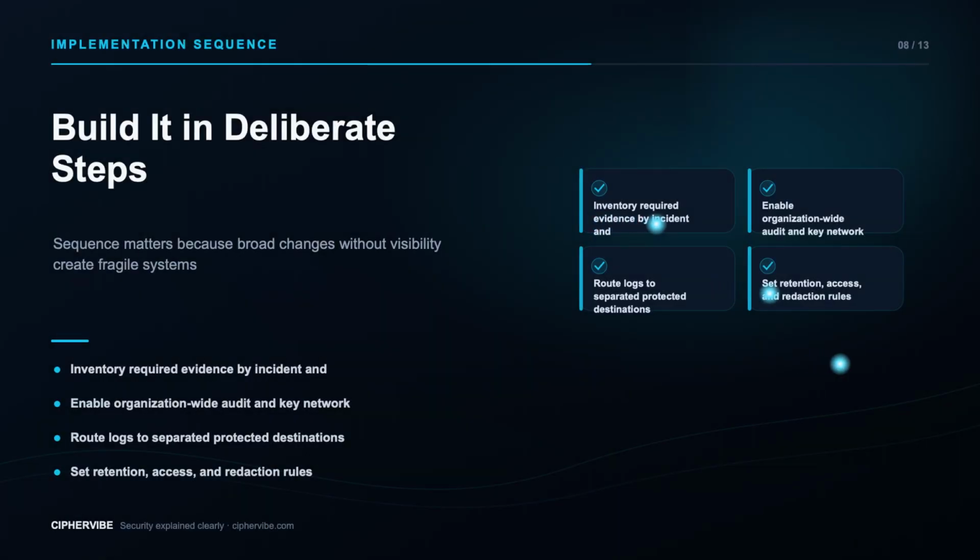Implement this layer in a sequence that preserves evidence and limits blast radius. First, inventory required evidence by incident and compliance use case. Second, enable organization-wide audit and key network sources. Third, route logs to separated protected destinations. Fourth, set retention, access, and redaction rules. Fifth, monitor delivery health and test log disablement alerts. Prefer pilots with a named owner and rollback plan over an unmeasured organization-wide switch. The best rollout is one where a normal workflow succeeds, an unsafe path fails closed, and the team can explain the decision from logs rather than intuition.